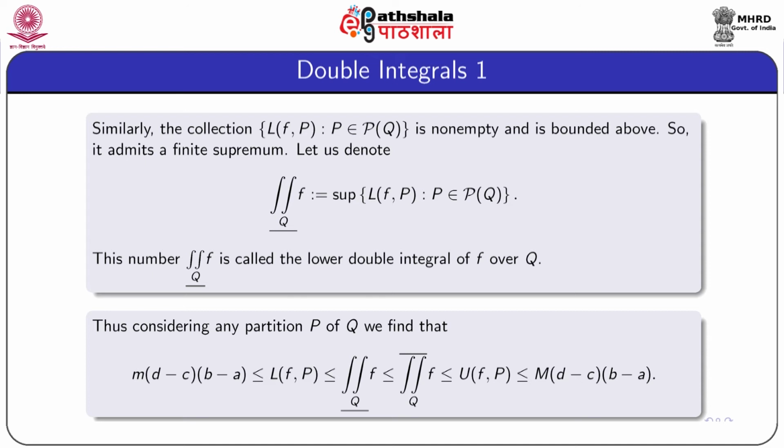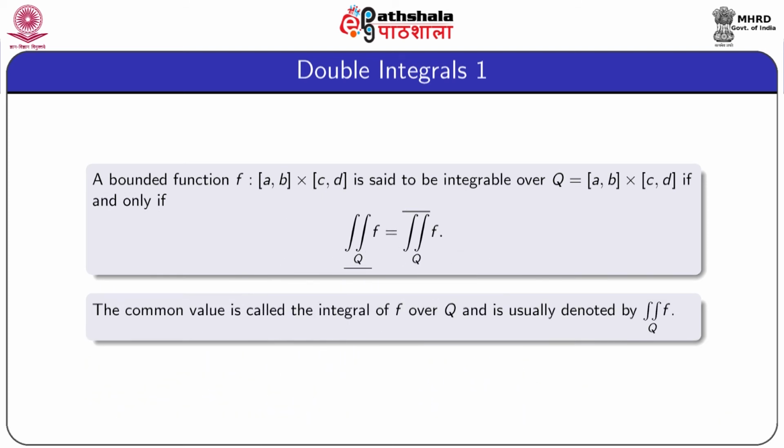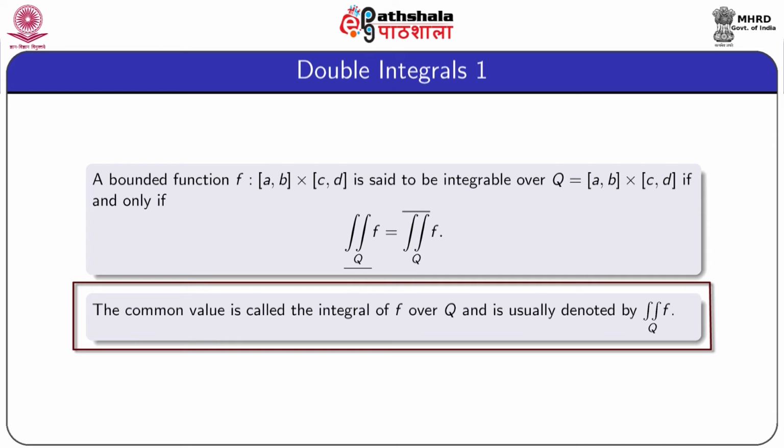Thus, considering any partition P of Q, we find that m into (d minus c) into (b minus a) is less than or equal to L(f,P), less than or equal to the lower integral of f over Q, less than or equal to the upper integral of f over Q, less than or equal to U(f,P), less than or equal to M times (d minus c) into (b minus a). A bounded function f on [a,b] times [c,d] is said to be integrable over Q if and only if the lower and upper integrals of f over Q are the same. The common value is called the integral of f over Q and is usually denoted by the symbol double integral of f over Q.